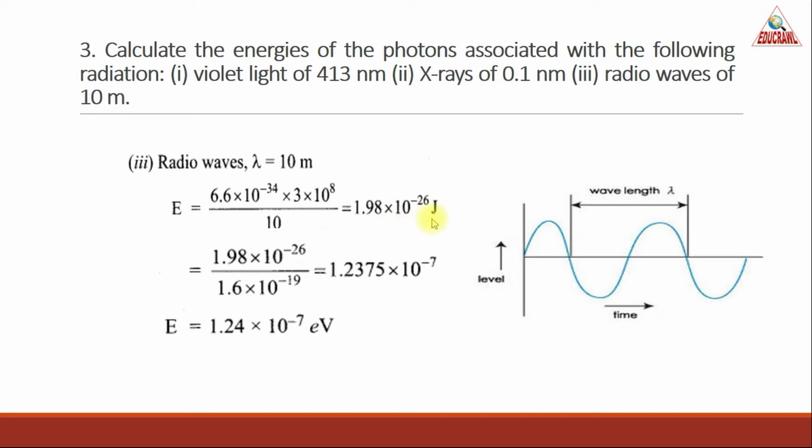Once again, we are supposed to convert this unit of joule into electron volt. Hence, we divide once again this value by 1.6 into 10 power minus 19 to convert it into electron volt. Hence, the answer is the energy associated with radio waves is equal to 1.24 into 10 power minus 7 electron volt. Hence, we found the energies of the photons associated with violet ray, X-ray and radio wave.